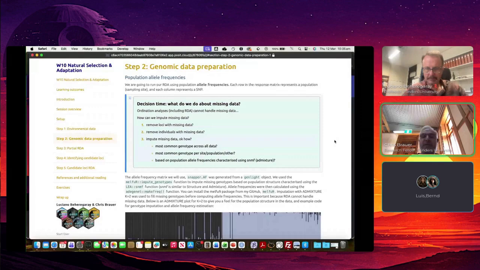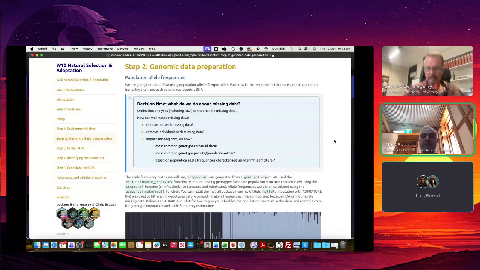You could just remove loci that have missing data, though you might not end up with many remaining, depending on the type of data. You can drop individuals that have missing data, but in most cases most of your samples will have some level of missing data. So the answer then is to somehow fill in the blanks in the most logical way you can think of.